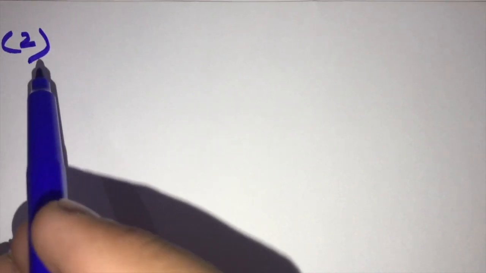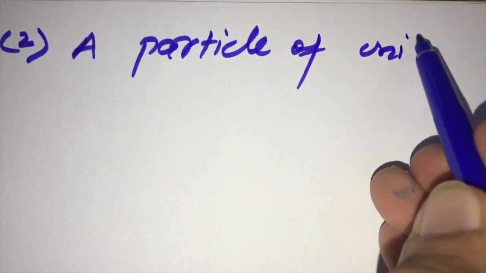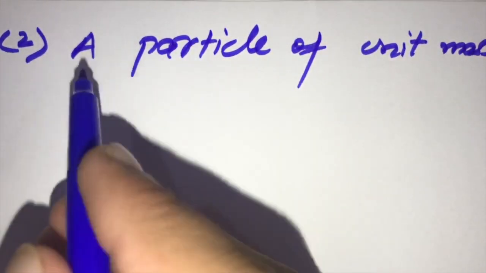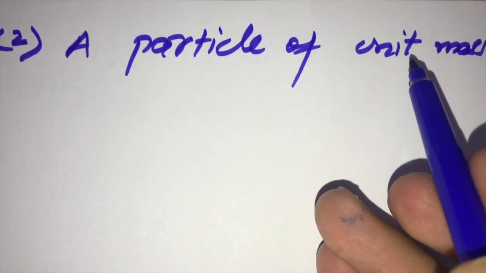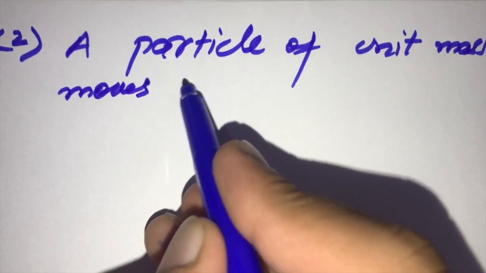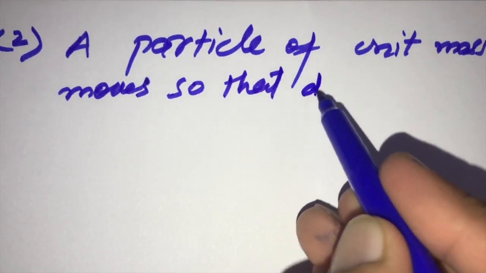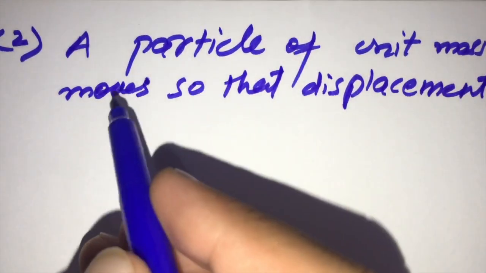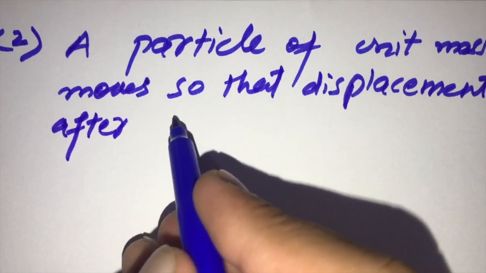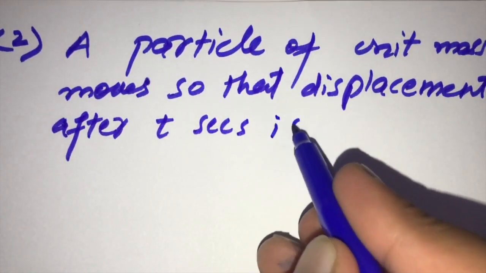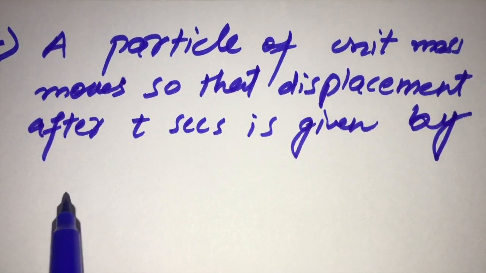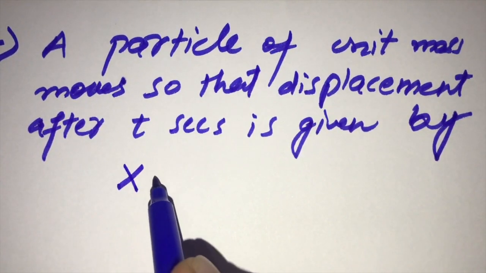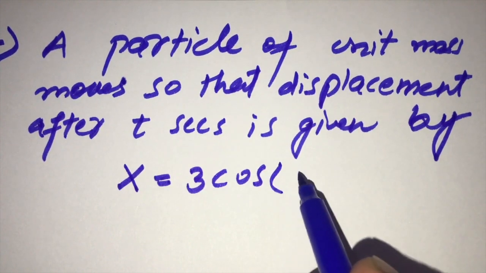In question number 2, it says that a particle of unit mass moves so that displacement after t seconds is given by this relation, x is equal to 3 cos 2t minus 4.